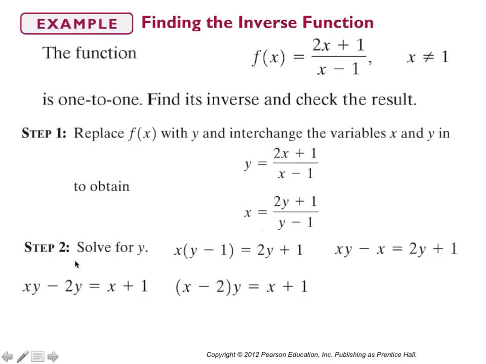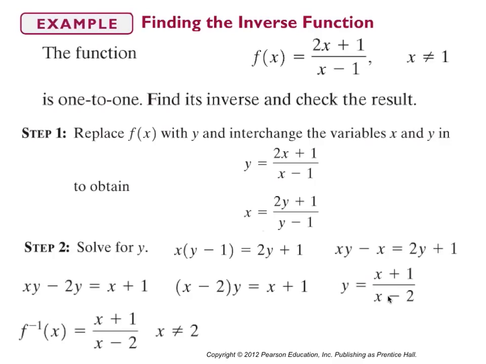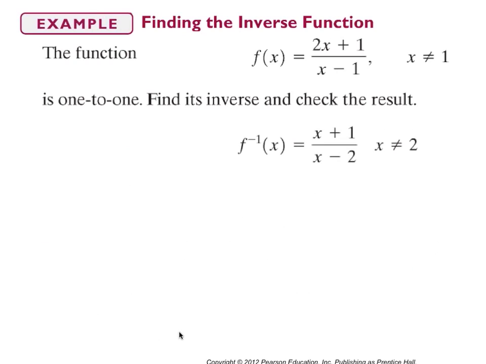And then once we have that, we can just factor out a y. So we can take a y out of everything. So we have y times (x minus 2) equals x plus 1. And then we can just divide by x minus 2. So we get y equals (x plus 1) over (x minus 2). And really we should write that as f inverse of x. It's going to be (x plus 1) over (x minus 2), where x is not going to equal 2.